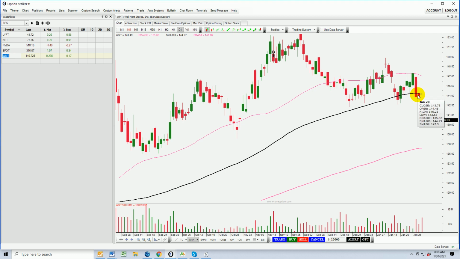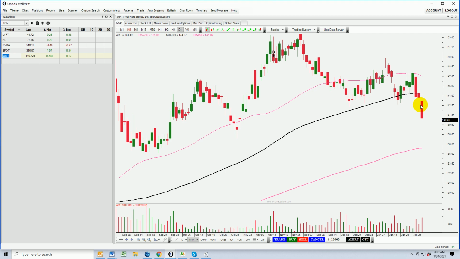Secondly, I've got a breach of the 100-day moving average and a breach of horizontal support. Once these major technical support levels have failed, I was leaning on that when I sold my bullish put spread. That was my safety net. That was my extra cushion that would help me increase my odds of success for this bullish put spread. Once that support level is breached, all of a sudden, the picture turns much more bearish.